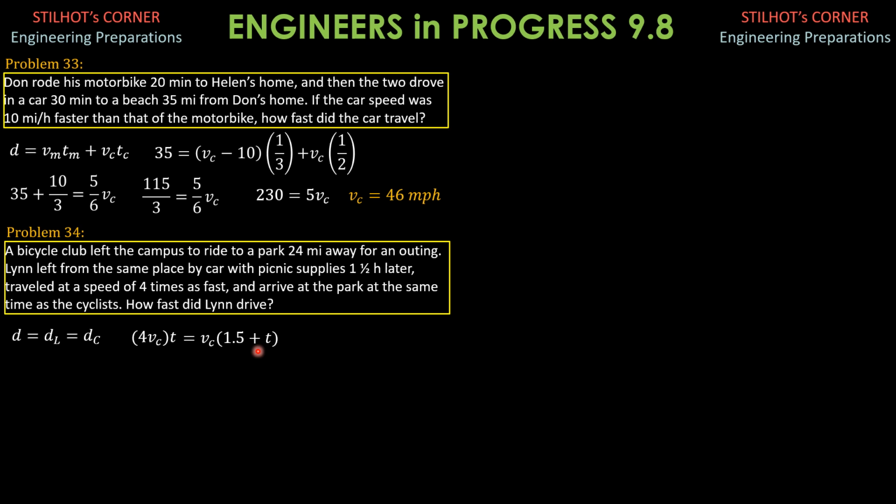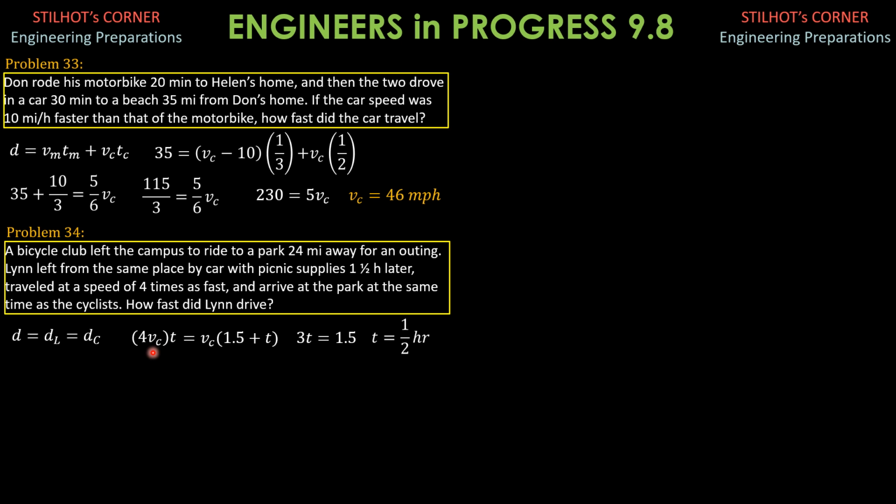So 4t minus t is 3t. 3t equals 1.5. So t is 1.5 over 3, and that is 1/2 hour. So having found t, which is 1/2 hour, the question is, how fast did Lynn drive? That is 4 times v sub c.